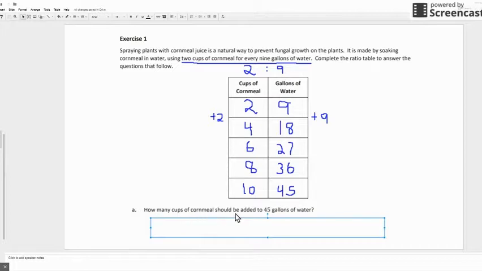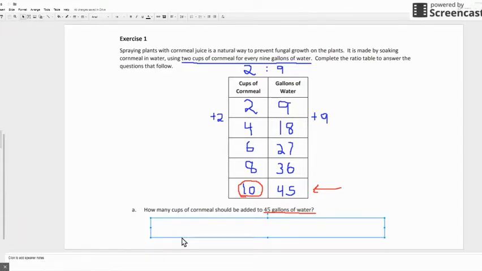How many cups of cornmeal should be added to 45 gallons of water? Well, to keep the ratio the same, first we need to identify what we're given. We're given the 45 gallons of water. We go to the water side, and we see that here's the 45 gallons of water. What coincides with the 45 gallons in cornmeal? Well, this is the 10 right here. So we need 10 cups of cornmeal for the 45 gallons of water.